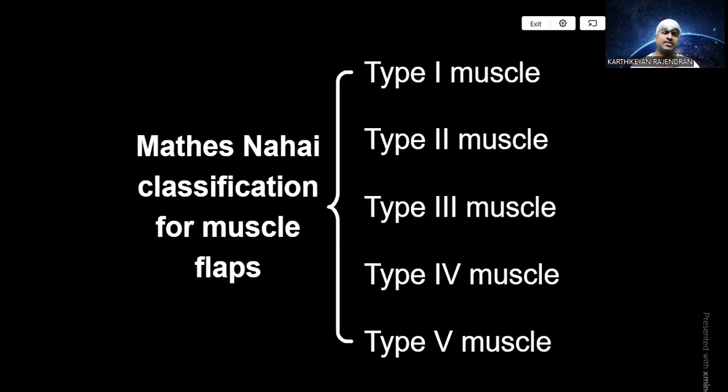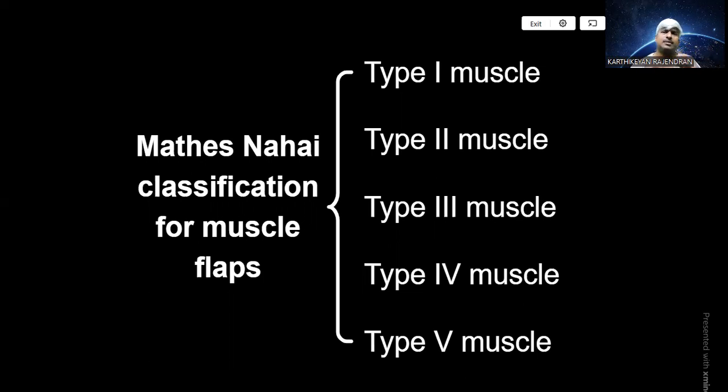So this is the Mathes-Nahai classification for muscle flaps. Type 1: one dominant vessel supplying the whole muscle. Type 2: one dominant and one or two minor pedicles. Type 3: two dominant vessels, codominant. Type 4: segmental. Type 5: one dominant, multiple segmental. The first example is type 1, tensor fasciae latae. Type 2, one dominant and minor supply, is the gracilis flap. Type 3, two dominant, is gluteus maximus, and type 4, segmental supply, is sartorius. Type 5 is latissimus dorsi.